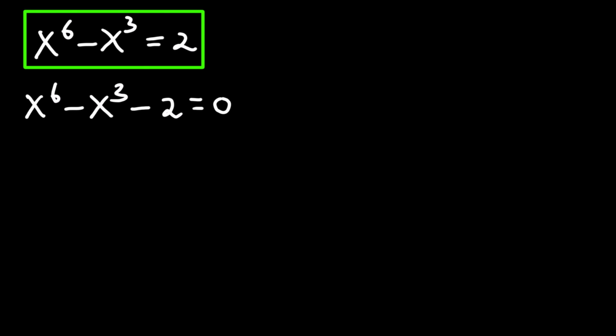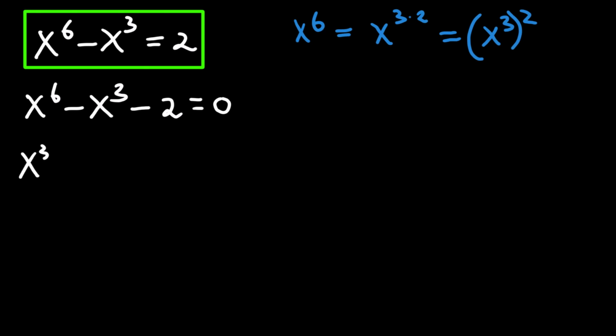And we also know that 6 is the same as 3 times 2. Therefore, x to the power of 6 can be written as x to the power of 3 times 2, which can also be written as x to the power of 3 raised to the power of 2. Therefore, this will become (x^3)^2 minus x^3 minus 2 equaling 0.